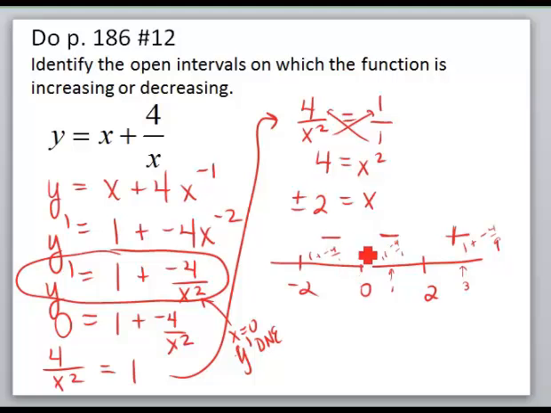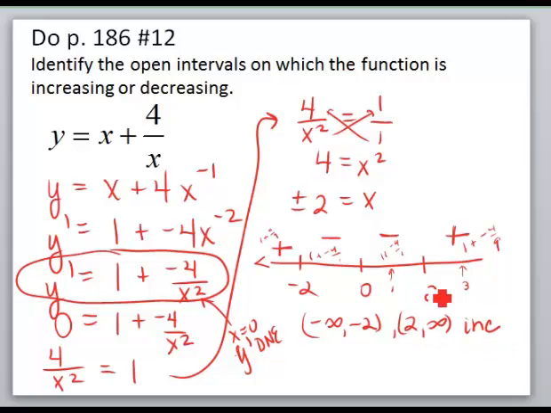And then if I try negative 3, I have 1 plus negative 4 over negative 9, which would be another positive value. So that means the slopes of the tangent lines are all positive here. So what I'm able to do is identify those open intervals on which it's increasing. It's increasing from negative infinity to negative 2, because negative infinity is over here, up to negative 2. And it's also increasing from 2 to infinity. So those are my increasing intervals.